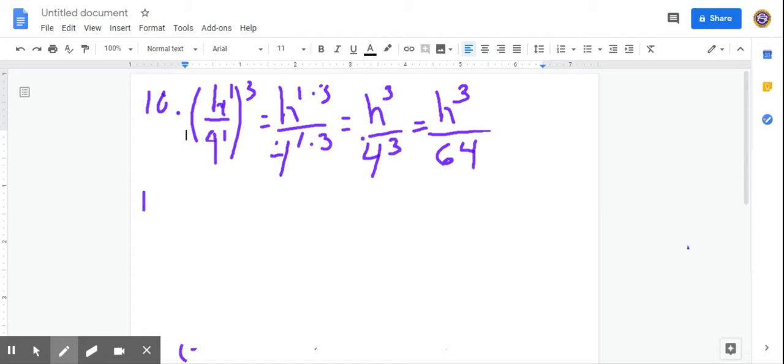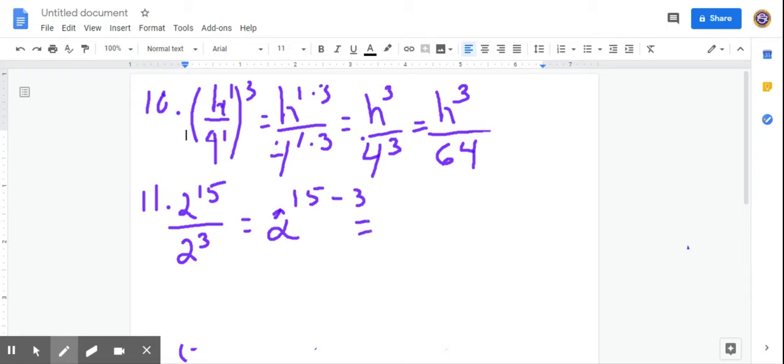Number 11 is 2 to the 15th over 2 cubed. Again, you have a like base, so you keep the base and you subtract those exponents. 15 minus 3. That's 2 to the 12th power. You have to simplify anything 5 and below. That certainly is not that. So then that's your answer.